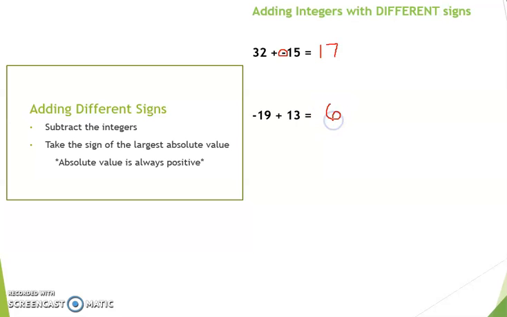All right. And then we're going to look at the absolute value. So the absolute value of negative 19 is 19, and the absolute value of positive 13 is positive 13. Well, we know that positive 19 is greater than positive 13. So our absolute value of 19 is negative. So our answer will be negative.